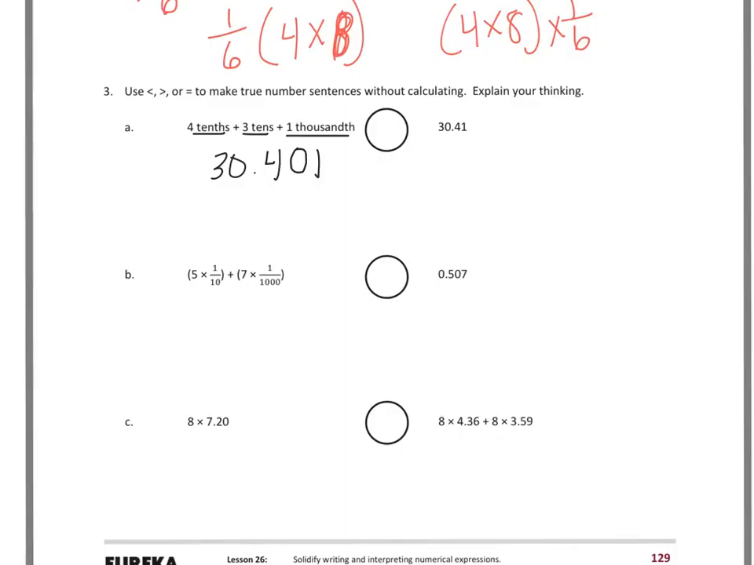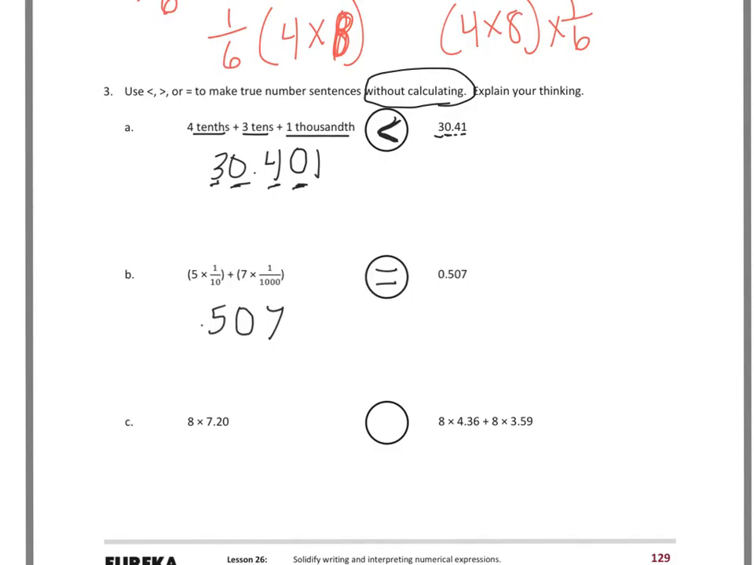So I can see when I compare these, I start at the left, and I see they're both 30. They both have 4/10. This one has a 0 in the hundredths. This one has a 1. So that's going to be greater. It's going to be further to the left on the number line. When I look down below, 5 times 1/10 is 5/10. And then I have 7 thousandths. So those are going to be equal. And I know it says without calculating. I'm just putting them back into number form.